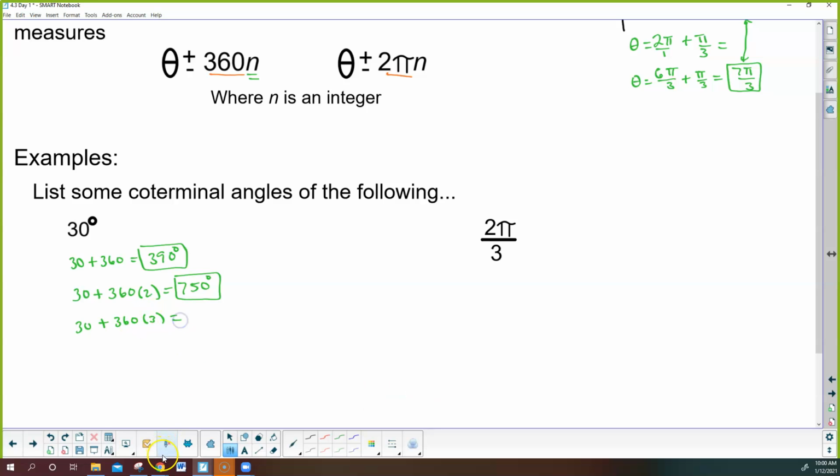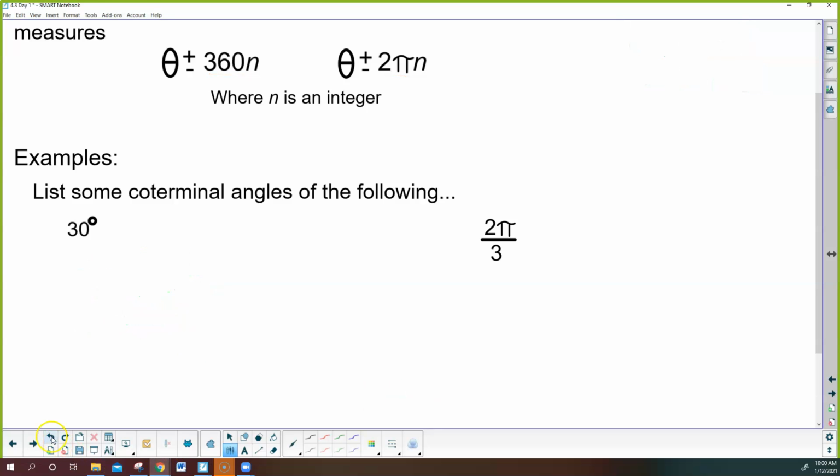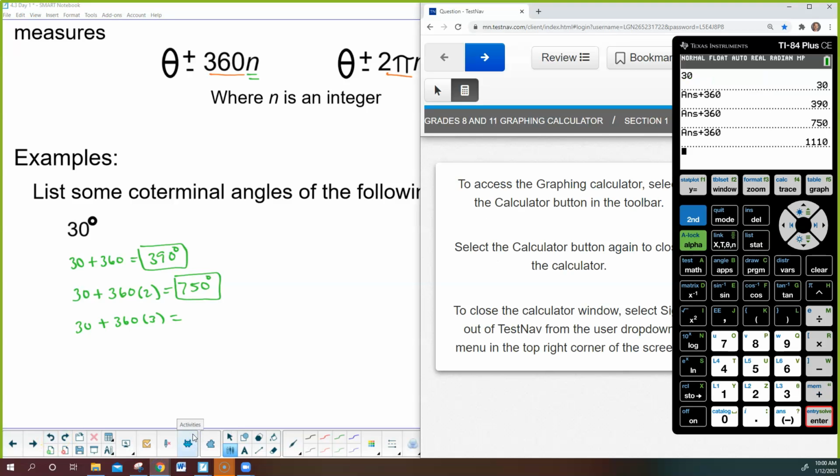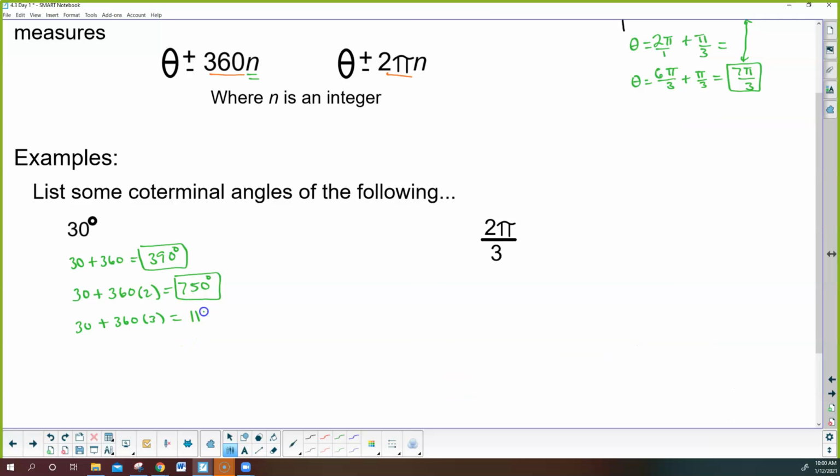Yeah, let's just do the last one since I did it. Oh, wrong button. What is it? 1110. And then I'm just going to put dot, dot, dot, because this could keep on going.